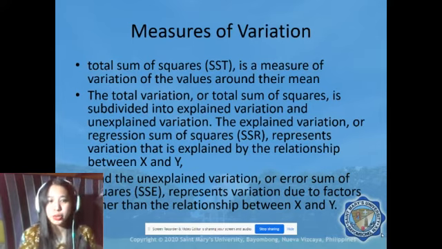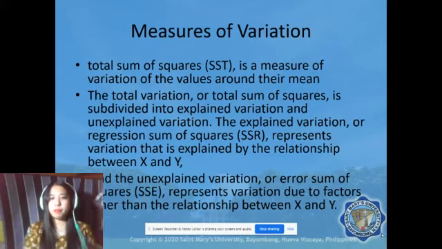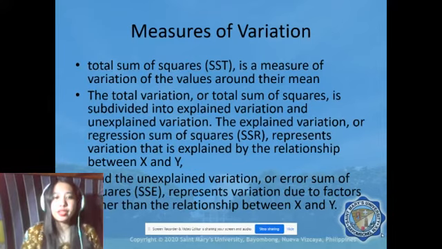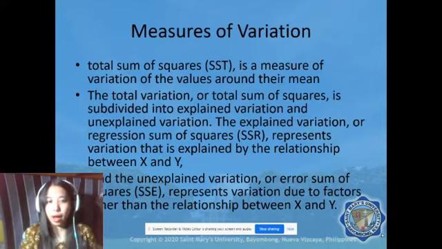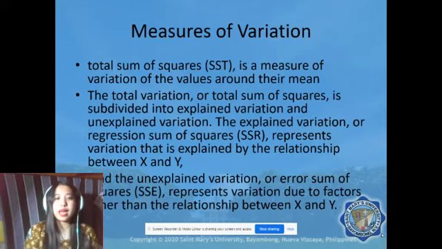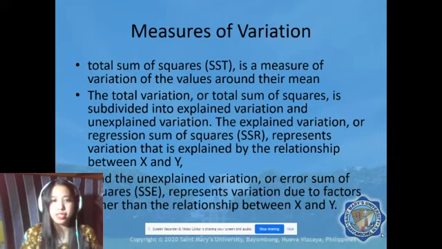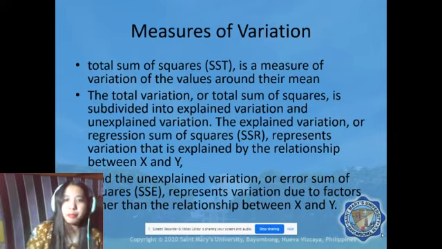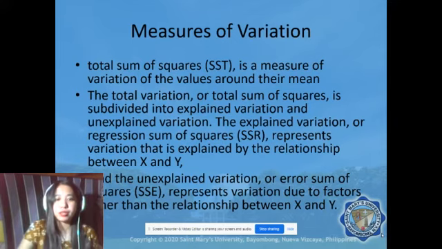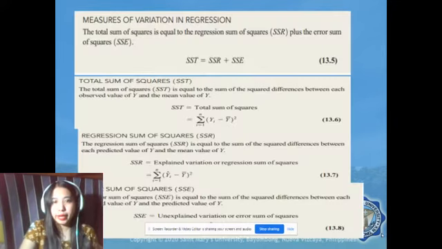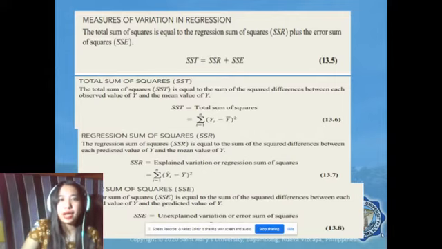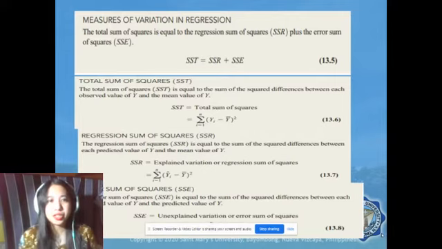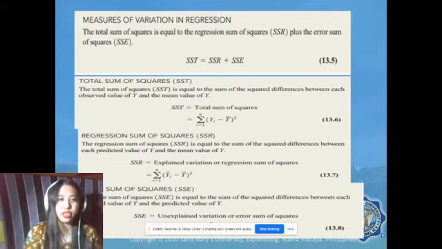The explained variation, or the regression sum of squares, represents variation that is explained by the relationship between x and y. And then the next one is the unexplained variation, or error sum of squares. It represents the variation due to factors other than the relationship between x and y. So where do we use the formula or the measures of variation in regression?